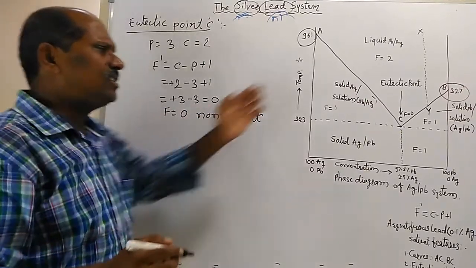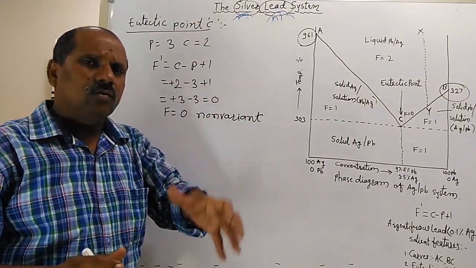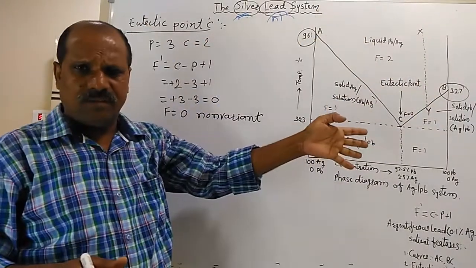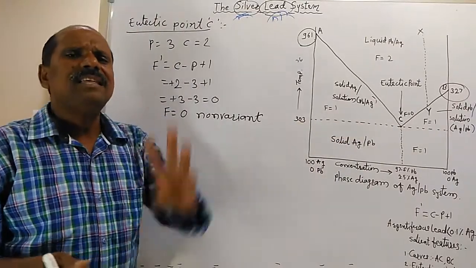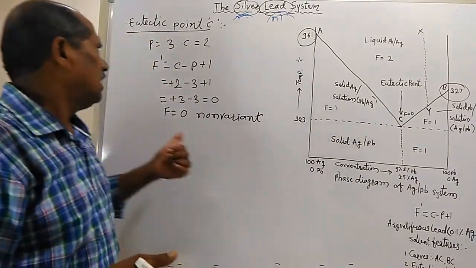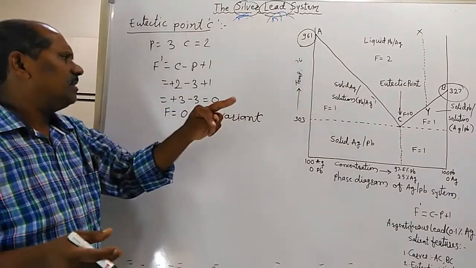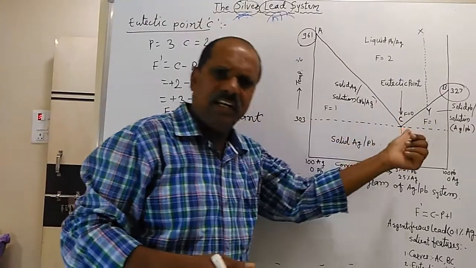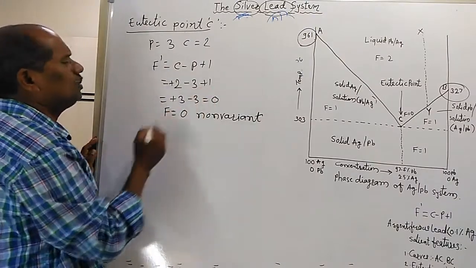Means at the point C, that is the eutectic point, there are three phases which are in equilibrium, that is solid Ag, solid Pb and a solution, and from this side also solid AgPb. Components are also two, and hence the degree of freedom is zero. At the point C, the degree of freedom is zero, that is, the system is non-variant or zero variant.